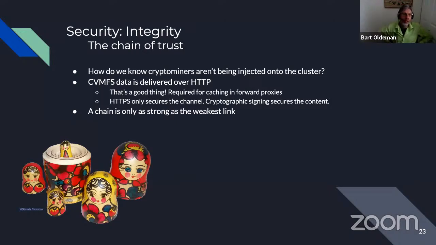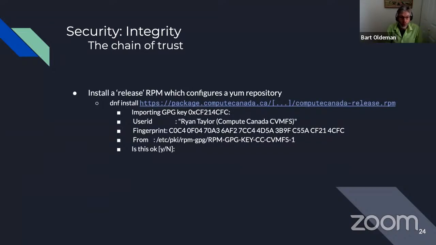The other thing is more a chain of trust: how can you trust our software when you mount it on a cluster or on your own computer? Could there be crypto miners that are injected into the cluster via CVM-FS? Like how do you trust the end-to-end links? So we deliver over HTTP. There's not any security to be had by using HTTPS, but the chain is only as strong as the weakest link.